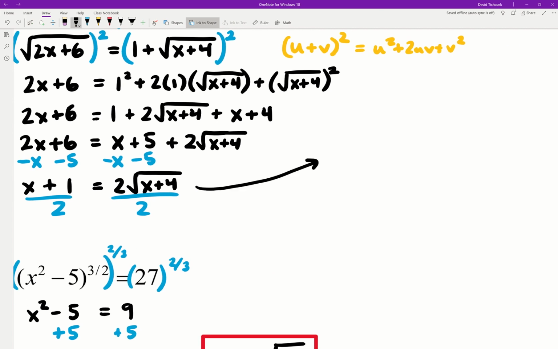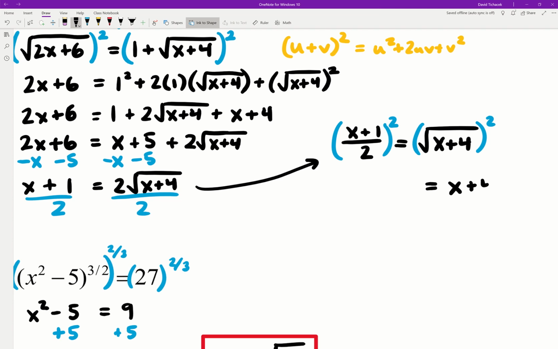So maybe continuing over here, I'm going to have x plus 1 squared is equal to the square root of x plus 4. Okay, so I've isolated my square root, and now it's time to get rid of the square root. And we would do that by raising both sides to the power of 2. By doing that, on the right-hand side we end up with x plus 4, and on the left-hand side we end up with x plus 1 squared all over 4.